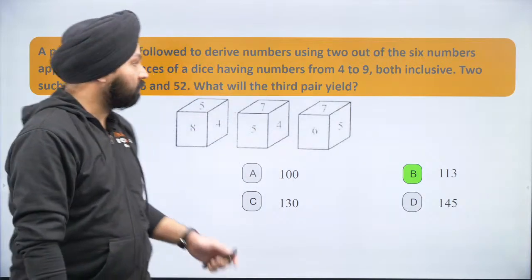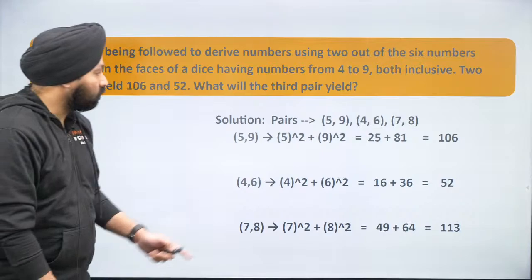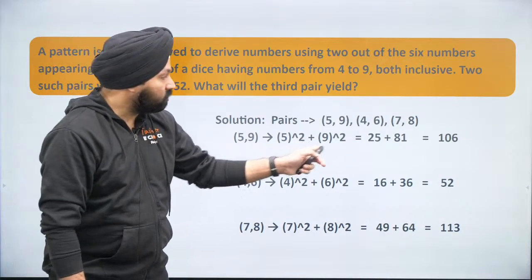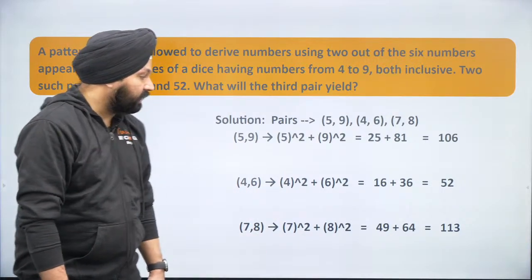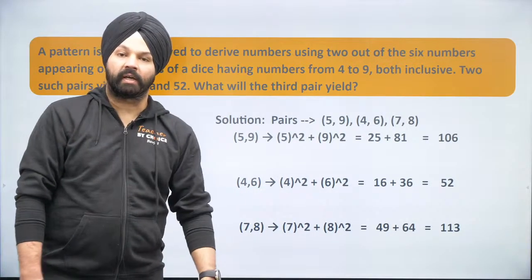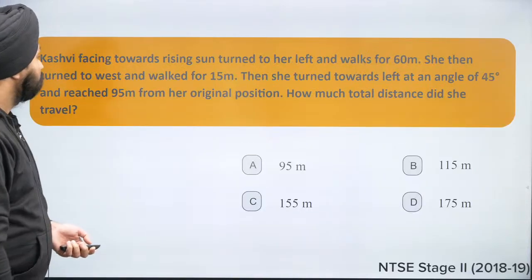I repeat, we are moving on to the next question, probably. Yes, this is the conclusion. So the pair are 5 and 9. 5 square plus 9 square is 106. And again, we have got 4 and 6. Again, we have got 7 and 8. So that is 49 and 64, which gives you 113. We are moving on to the next question now.